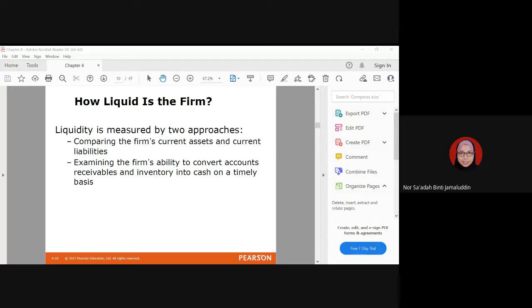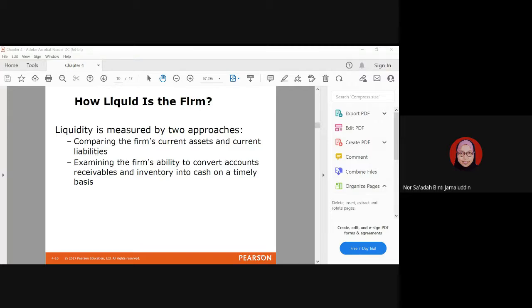So you must be careful in doing this calculation, because some people make the mistake when calculating liquidity because they took the total asset and total liabilities. But the real approach is you must compare between the current asset and current liabilities. Okay. Apart from that, the liquidity method is made by two approaches. The second approach is examining the firm's ability to convert accounts receivable and inventory into cash on a timely basis.